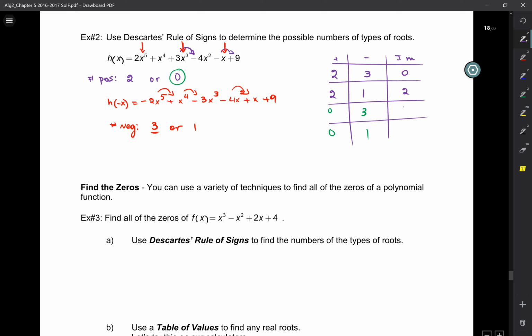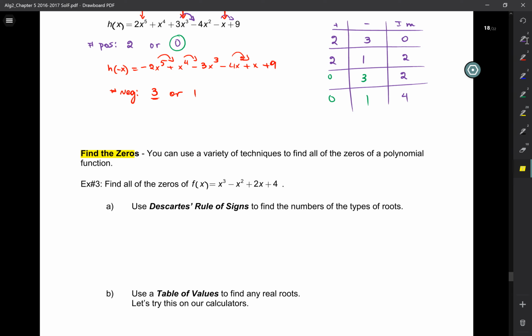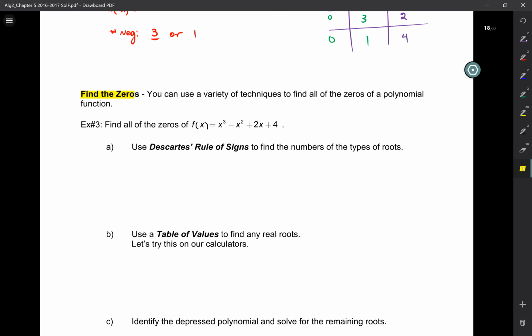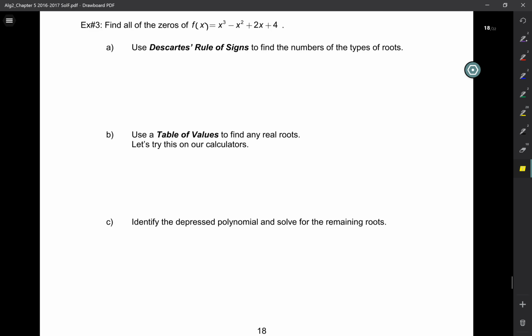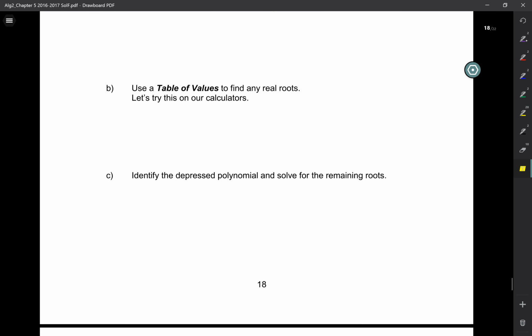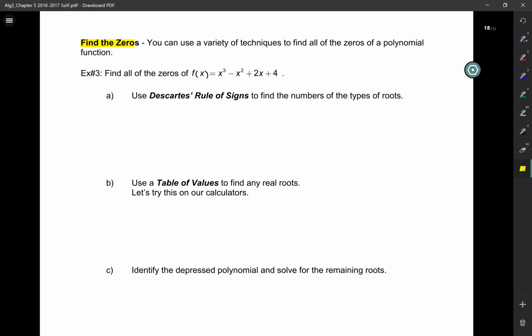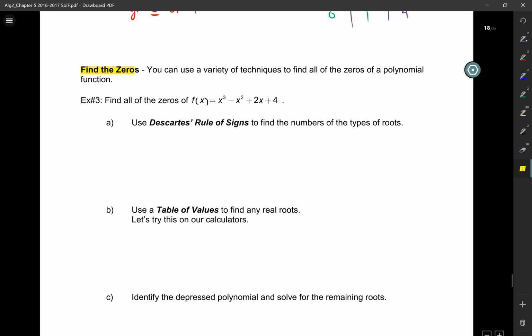So now, how to actually find the zeros? We're going to use Descartes' rule of signs to find the number and the type of roots first of all. So the number of positive zeros: there is 1 here, 1 there. So 2 or 0.